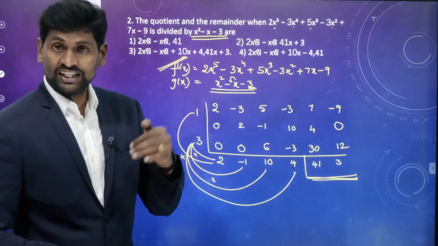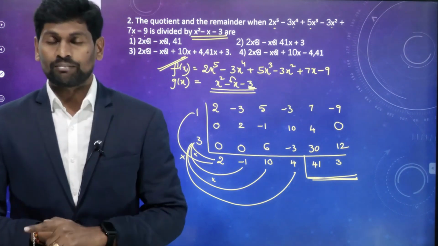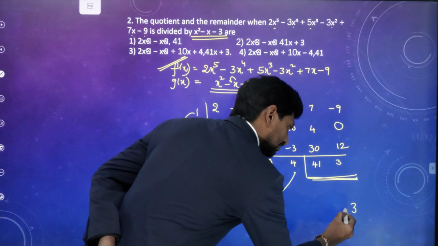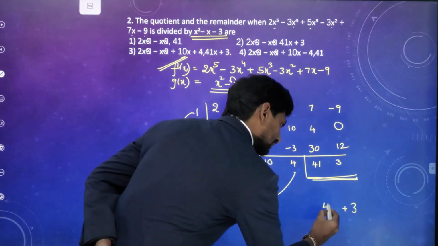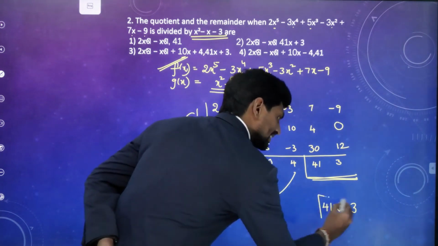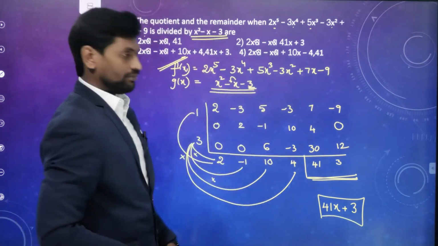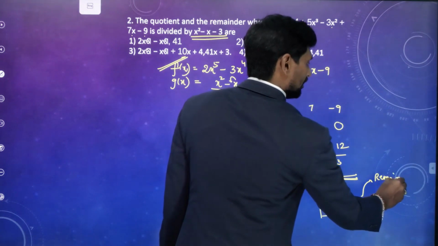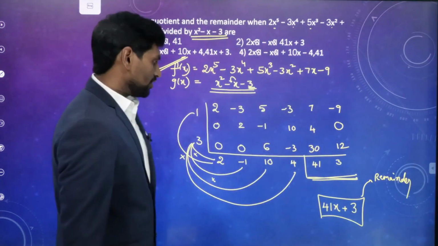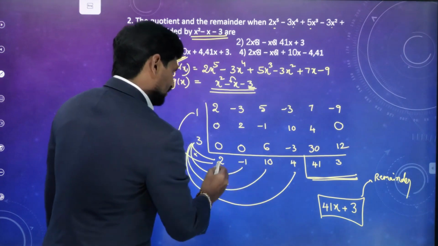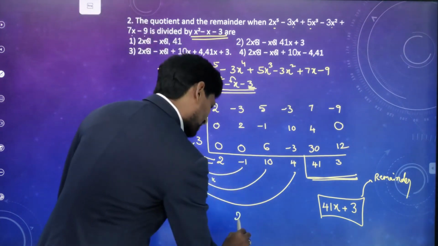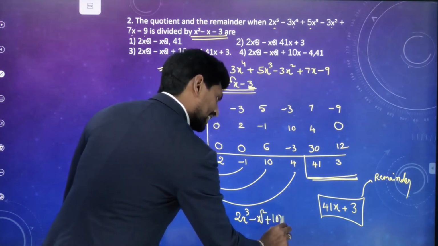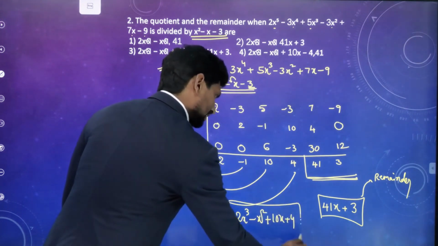If it is divided by a linear polynomial, only one term will be the remainder. But here two terms will be remainders. So the constant term is 3, the constant term after the x term. So this is the remainder: 41x plus 3 will be the remainder. And the remaining will be the quotient. What is the quotient? 1, 2, 3, 4. 4 terms means a cubic polynomial. Yeah, 2x cube minus x square plus 10x plus 4 will be the quotient.